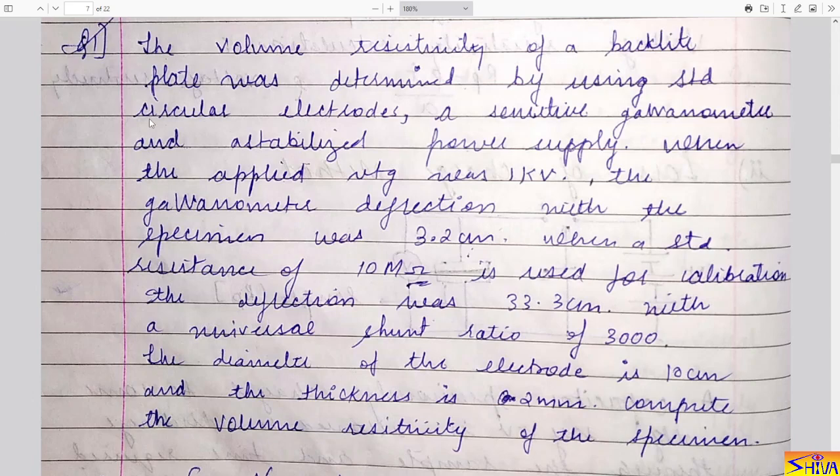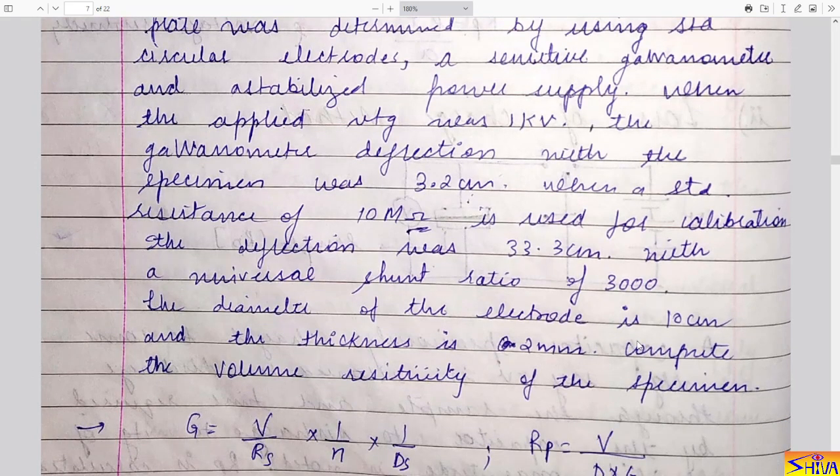First numerical. The volume resistivity of a bakelite plate was determined by using standard circular electrodes, a sensitive galvanometer, and a stabilized power supply. When the applied voltage was 1 kV, the galvanometer deflection with the specimen was 3.2 cm. When a standard resistance of 10 megohms is used for calibration, the deflection was 33.3 cm with a universal shunt ratio of 3000. The diameter of the electrode is 10 cm and the thickness is 2 mm. Compute the volume resistivity of the specimen.